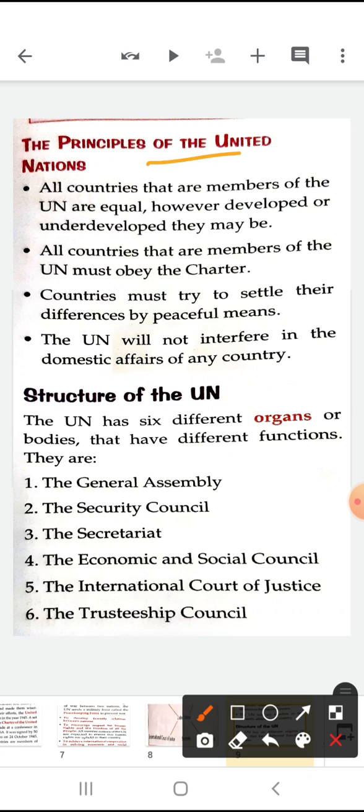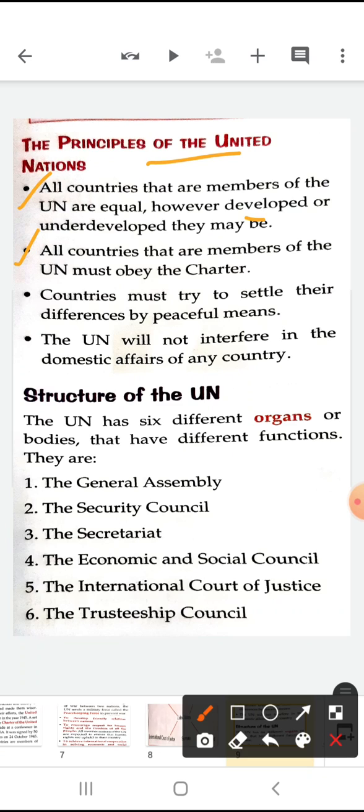The principles of United Nations. Now we have the principles. First we studied about the aims. Now it has principles. All countries that are members of United Nations are equal. In the eyes of UN, all the member countries are equal, whether they are developed countries or underdeveloped countries.